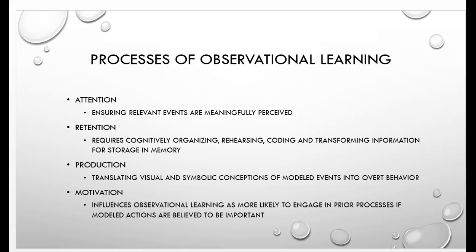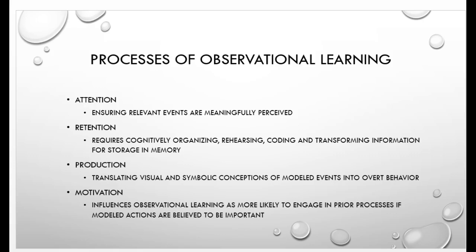The second is retention, and retention requires cognitively organizing, rehearsing, and coding, which means getting it into memory, and transforming information for storage in memory. So it's the mental review of the information and the ability to organize it, connect it to other things that we know, and rehearse it enough that it's stored in memory and we can pull from that memory of that behavior.